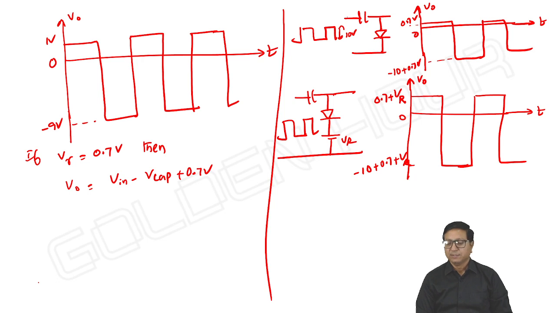Okay, this is how we can analyze the negative clamper circuits. Here I have not shown the resistors. You can even write the resistors also, not an issue.